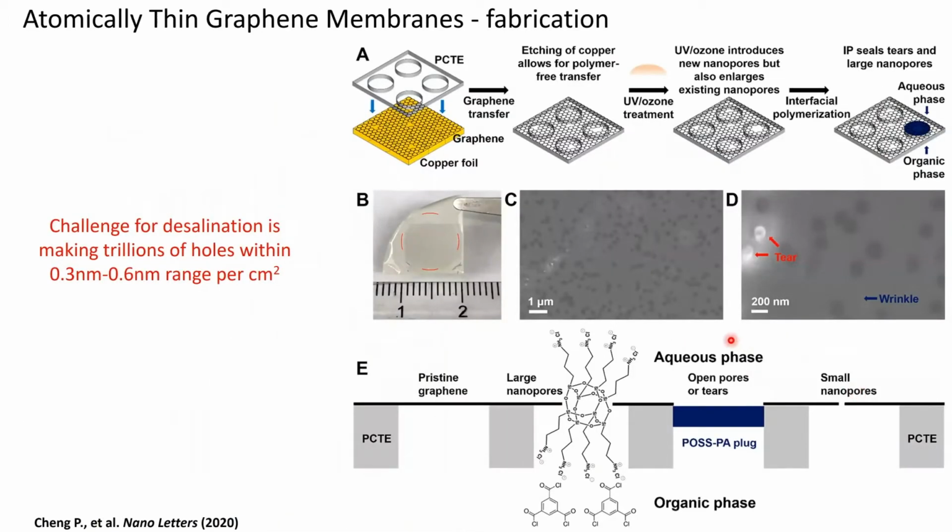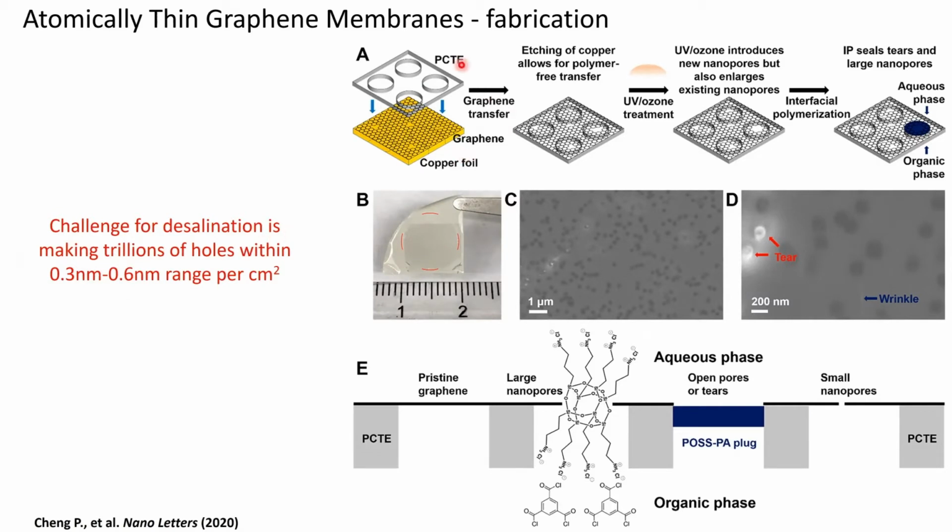So let's look at how we fabricate some of these membranes. And keep in mind, the challenge for desalination is how do you make trillions of holes with a pore size between 0.3 and 0.6 nanometers? How do you make trillions of these holes that are all the same size with very high density per centimeter square? That's the grand challenge, because the molecule of water is around 0.28 nanometers in size, and salt is around 0.6 to 0.7 nanometers in size, the hydrated diameter of individual ions in salt.